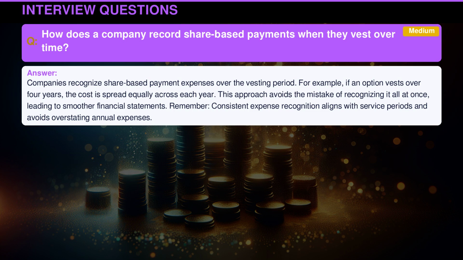For example, if an option vests over 4 years, the cost is spread equally across each year. This approach avoids the mistake of recognizing it all at once, leading to smoother financial statements. Remember, consistent expense recognition aligns with service periods and avoids overstating annual expenses.